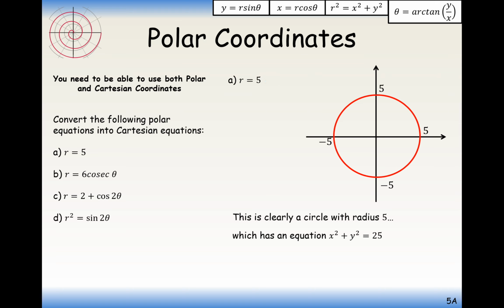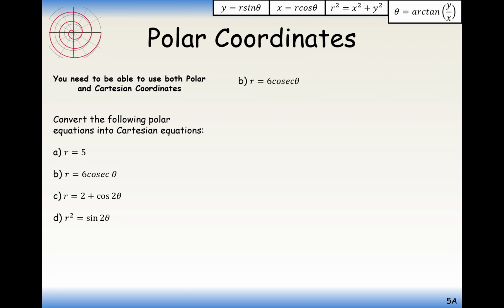Let's move on to part B then. Part B is not too tricky. It looks tricky, but it's actually not tricky. Cosec and sec are actually not too bad, because what you do is you think about it as 6 over sine theta. Remember, cosec is 1 over sine, so it would be 6 over sine theta.